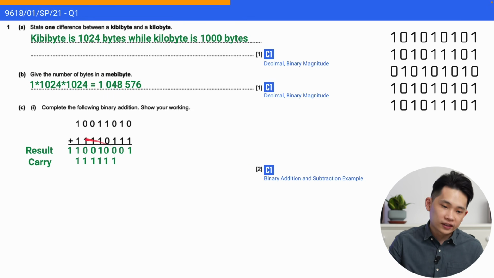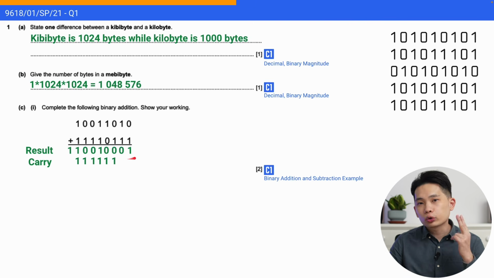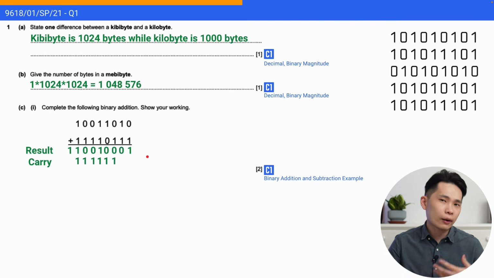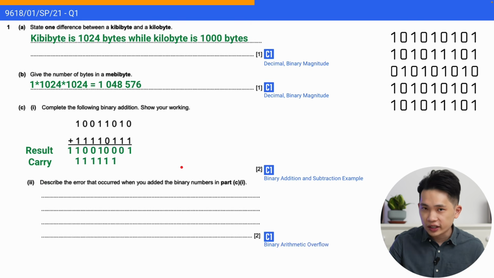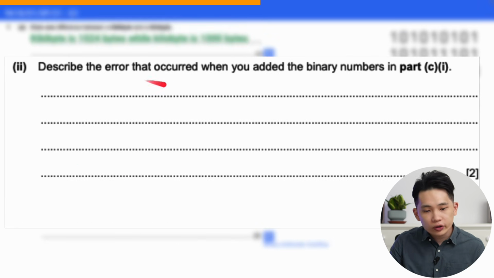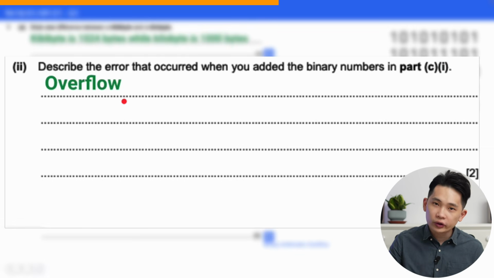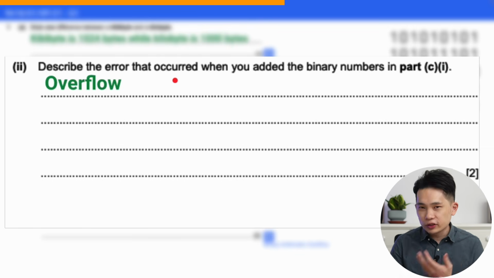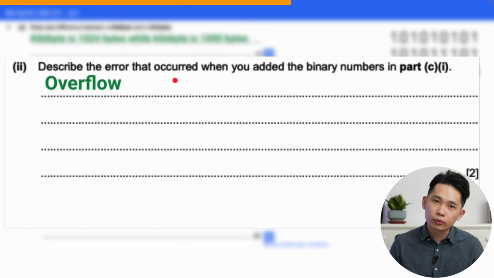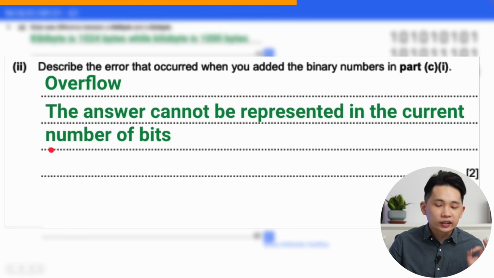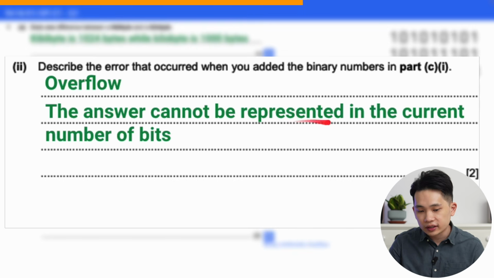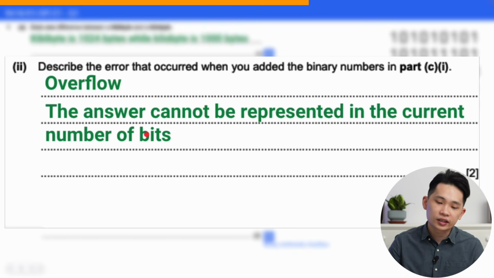If you look at the answer here, we are summing two 8-bit numbers, but our result is a 9-bit number. Therefore, the next question asks us to describe the error that occurs when you add the binary numbers in part C(i). We can just write overflow, since it's a typical example of overflow. Then we can write the answer cannot be represented in the current number of bits. That's how you can score 2 marks for this question.